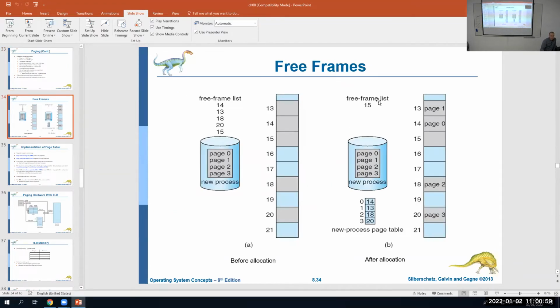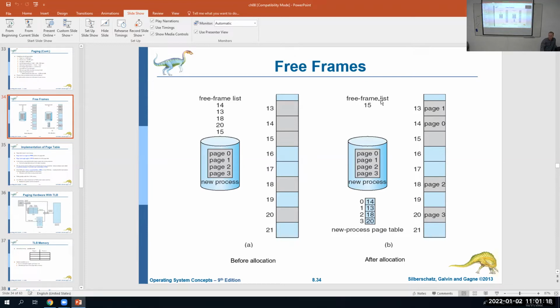Okay, free frame. This should be obvious, but I'll say it, which is there obviously is a free frame list. In other words, when I'm allocating memory to a process, the operating system has to keep track of which pages are available and which pages are not available.